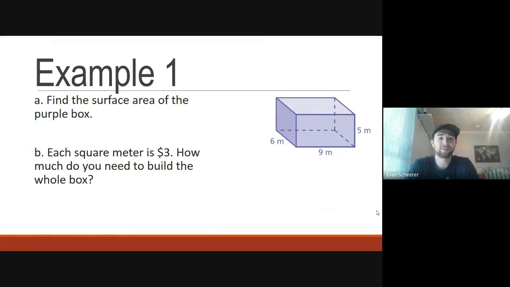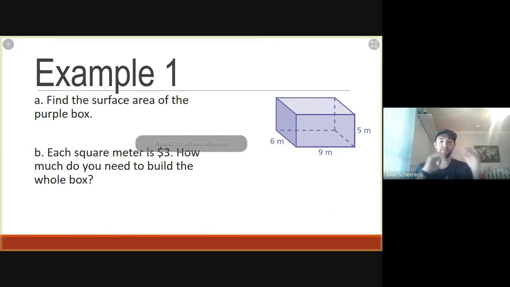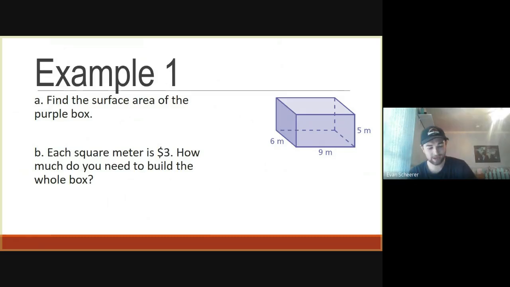All right, so let's start off with an example, finding the surface area of the purple box. Now, in order to find the surface area, we need to find all the different sides. So the first thing to do is identify the number of sides. This is a rectangular prism. That means it has a bottom, a top, a left, a right, a front, and a back. So I know, first off, there are 6 sides. So now, to identify the 6 sides, I'm going to use different colors.